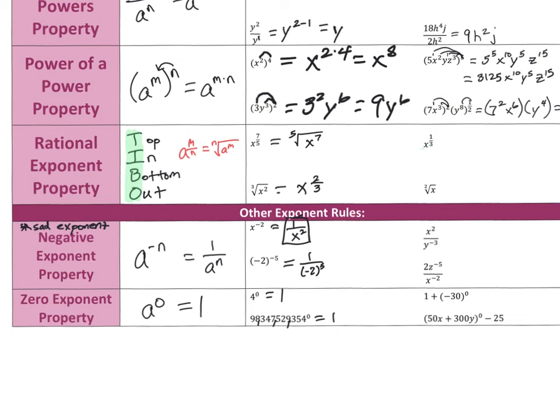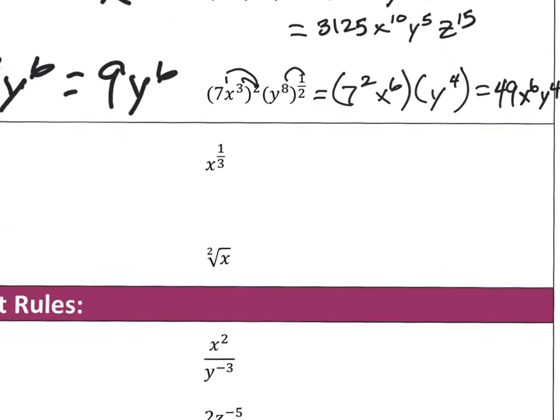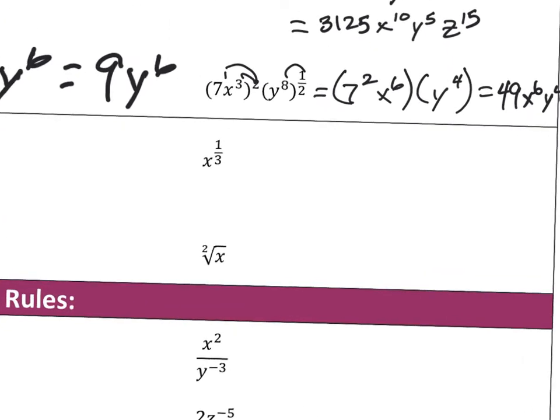The next part is for your rational exponent property. Remember, the rational exponent property means the rational exponent pretty much means it has a fraction as an exponent. So if we look at this, we kind of went over this before. Remember, we use T-bow for this, okay? So it's top in, bottom out. That means my top number goes inside the radical.